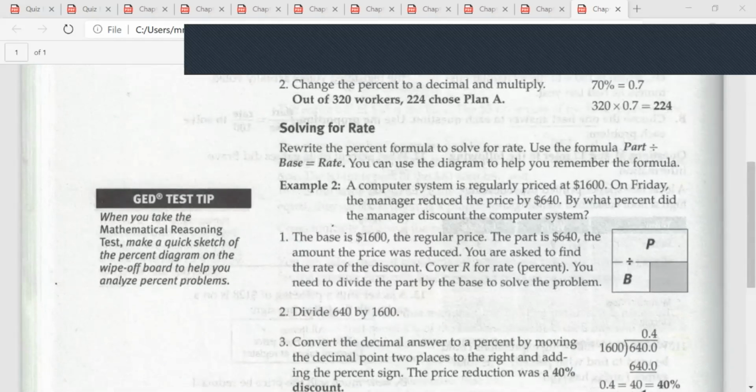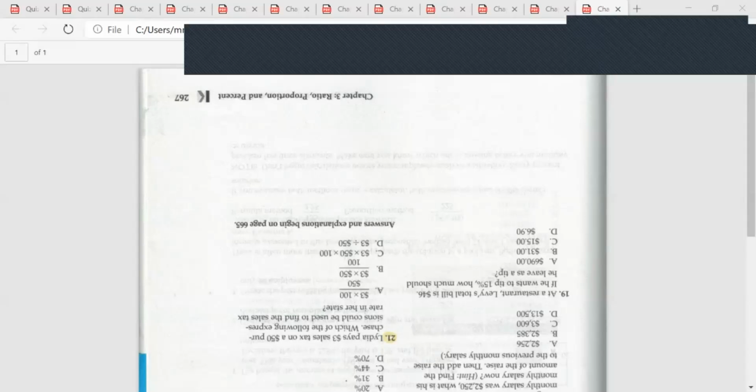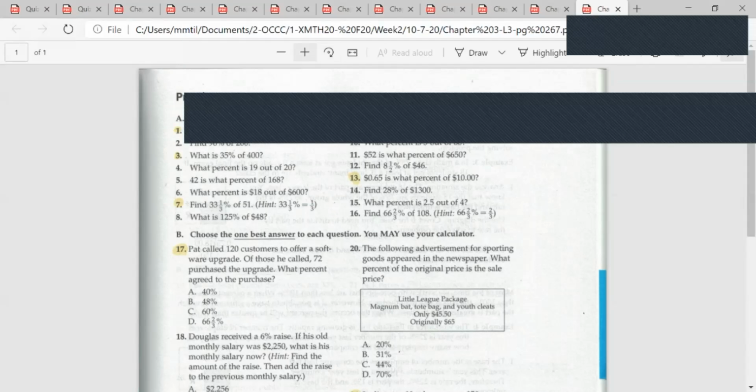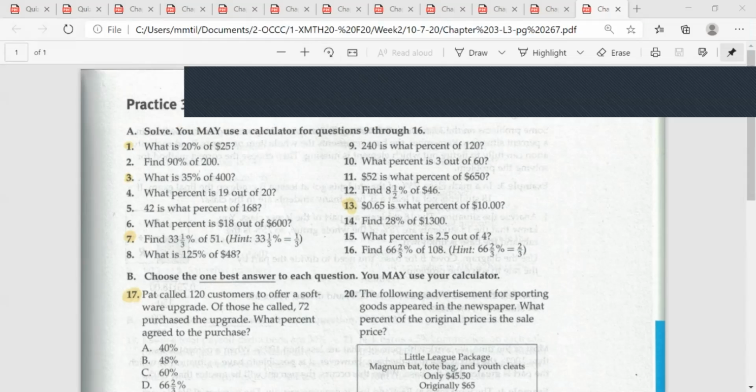In fact, I'm just going to stop. I'm going to go to the next page. I just don't like those. Okay, next page looks like this, and lo and behold, it's some problems, and I'm going to show you how to do it. The good news is you can use a calculator. You may use a calculator for questions 9 through 16. These are easy.